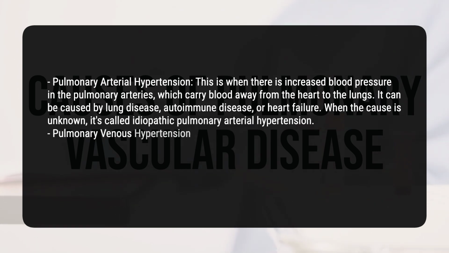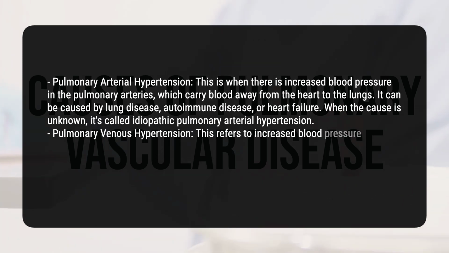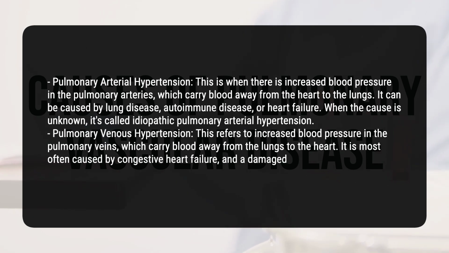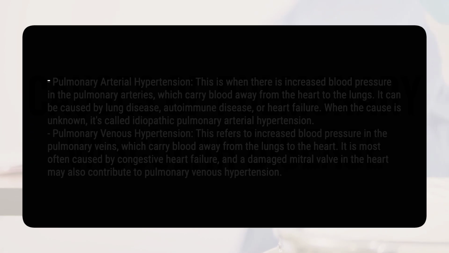Pulmonary venous hypertension. This refers to increased blood pressure in the pulmonary veins, which carry blood away from the lungs to the heart. It is most often caused by congestive heart failure, and a damaged mitral valve in the heart may also contribute to pulmonary venous hypertension.